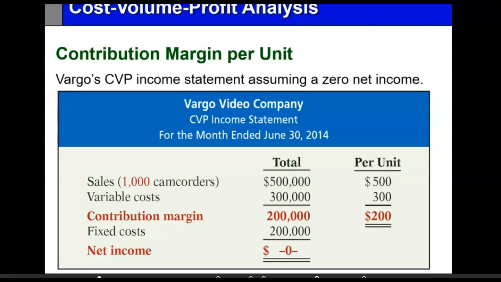Now the fixed costs are 200,000, so you can see that we would need 1,000 camcorders. Each of those camcorders provides us with $200 in contribution, and the total contribution on 1,000 camcorders is 200,000, and that equals my fixed cost. So I am at a zero profit at that level of activity.